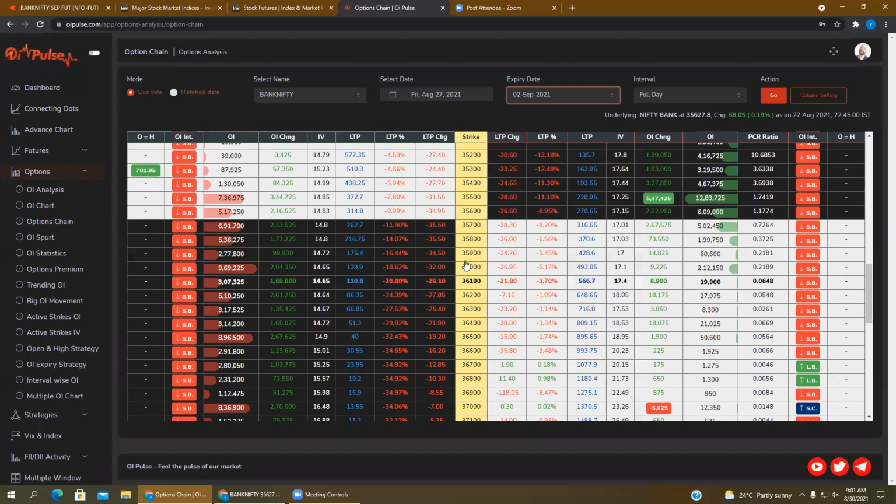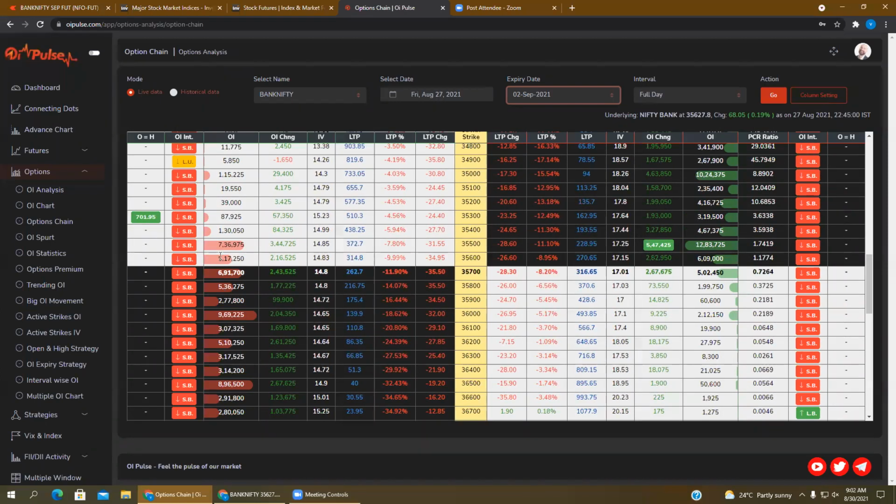On the daily one, if you see 35,600, it has 5 lakhs here and 6 lakhs here. What I'm looking at is the premium on this. This is 300 and this is 270, so the total premium is almost 600 points. So 600 points on the upside and 600 points on the downside. That is the range I'm looking for as of now: 600 points from 35,600 on the upside and 600 points on the downside.